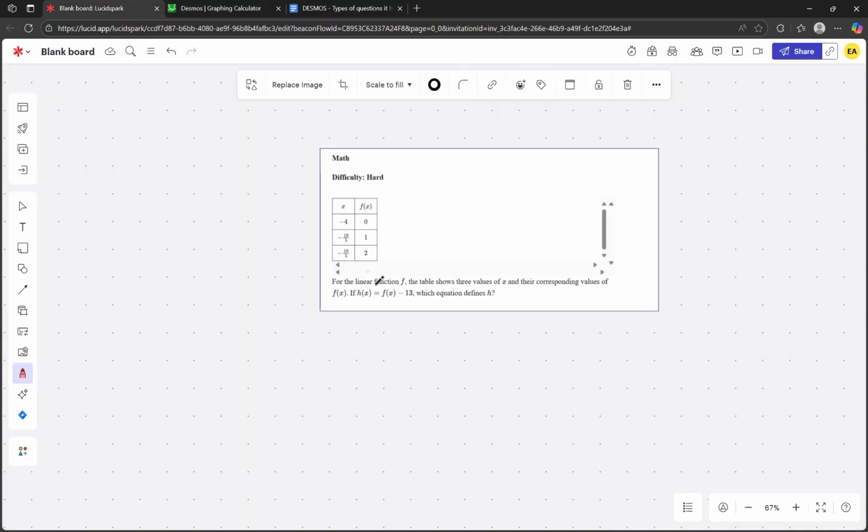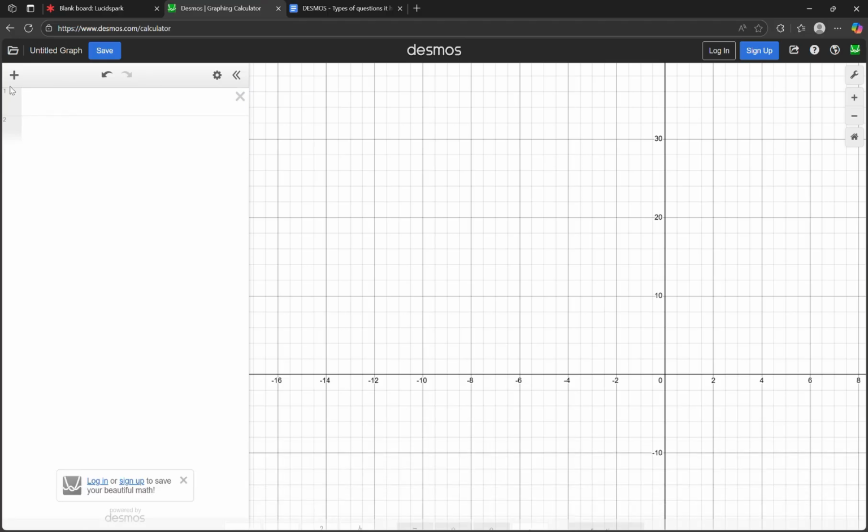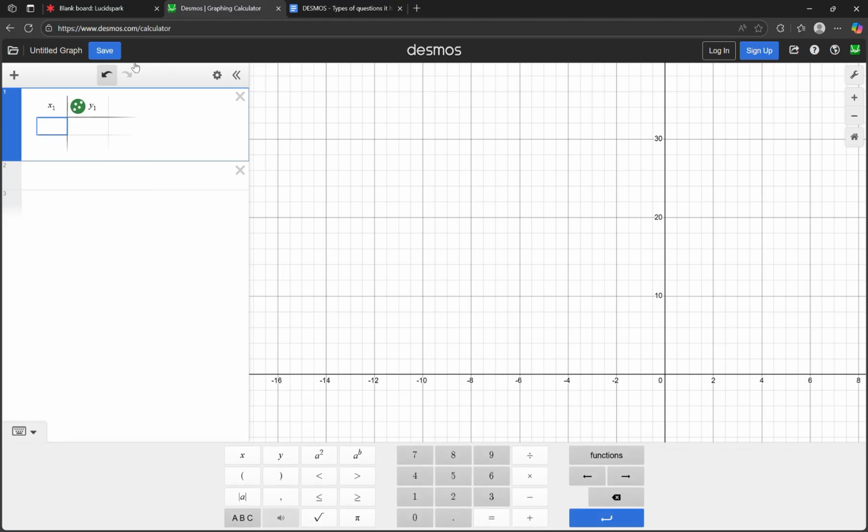Okay, here's our next question. So for the linear function f, the table shows 3 values of x and their corresponding values of f of x. If h of x equals f of x minus 13, which equation defines h? So once again, type in your table into Desmos. That's the first thing you should be doing. So we're going to go to table. And I think y'all get the idea now, so I'm not going to show you me typing it in.